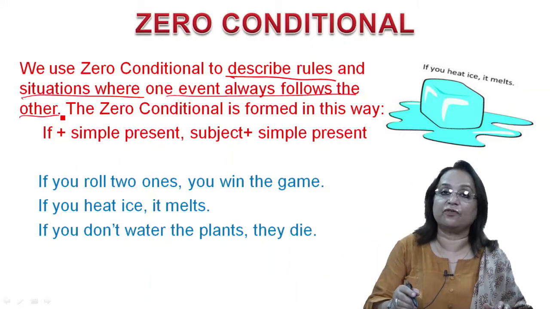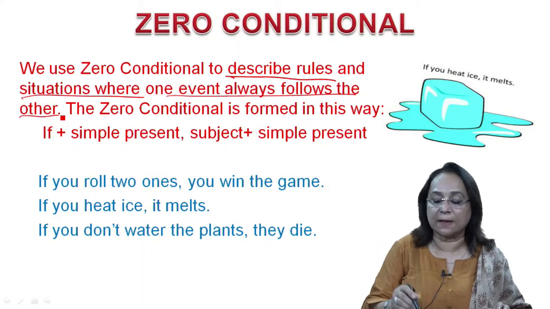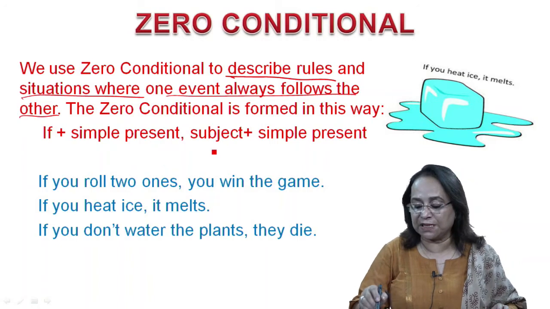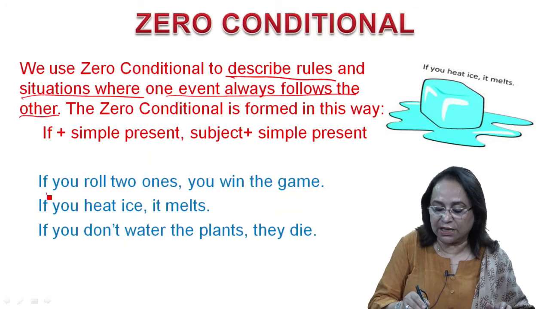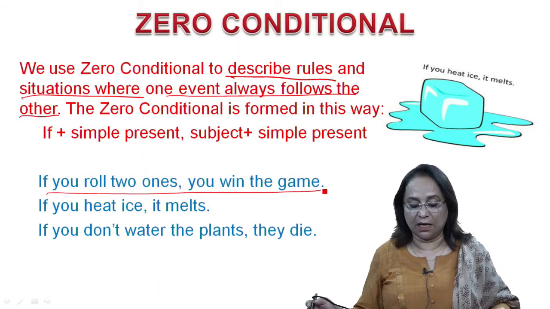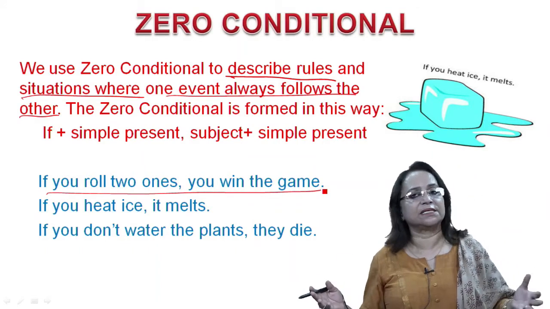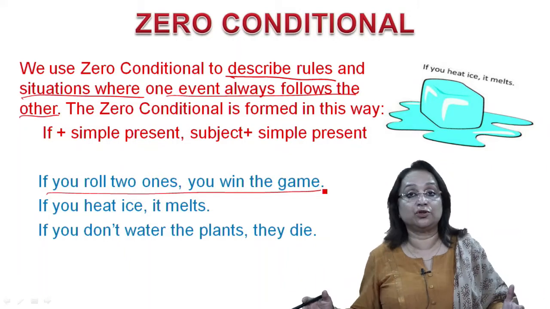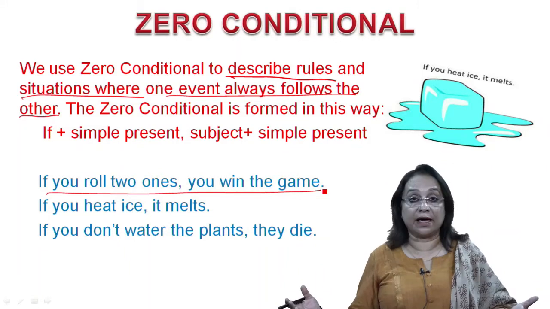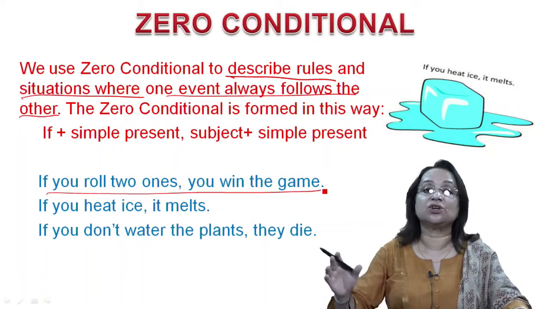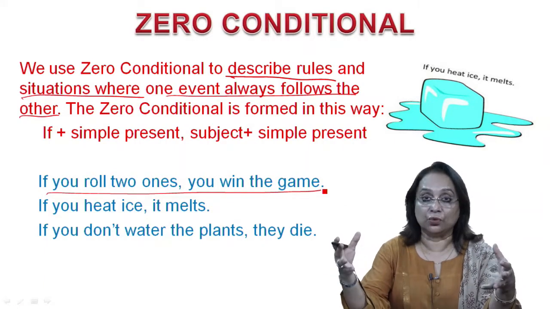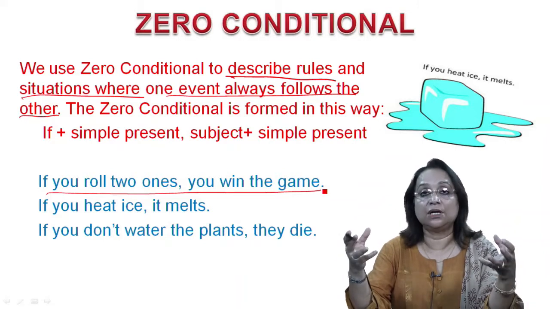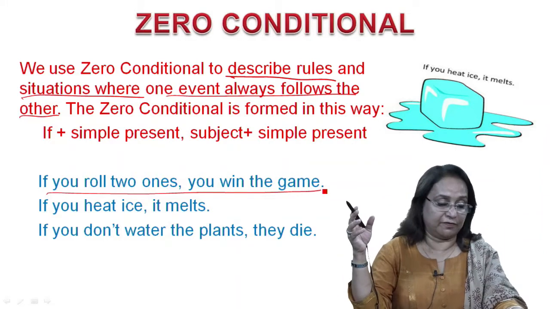So we use the pattern, if plus simple present, subject plus simple present, right? If you roll two ones, you will win the game. If you heat ice, it melts. It's a statement, everybody knows. If you don't water the plants, they die, right? So that is your zero conditional, where we are talking about a rule or a phenomenon with the word if.